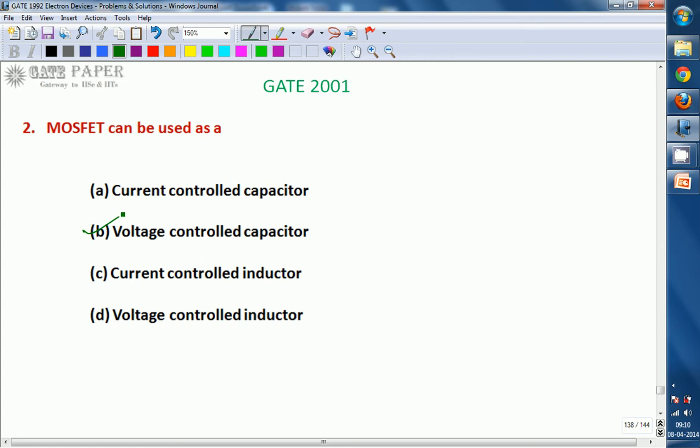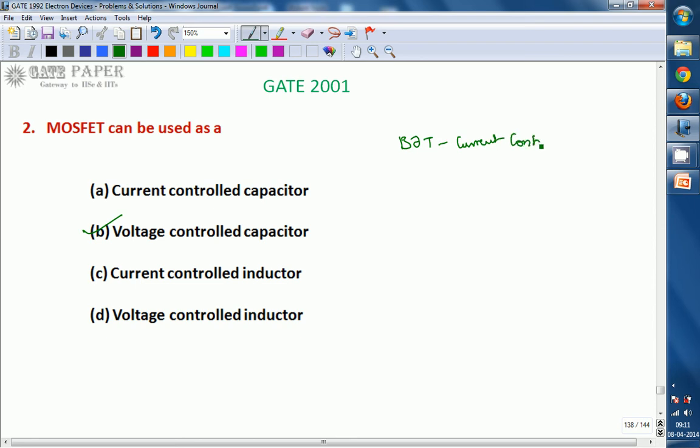MOSFET can be used as a voltage controlled capacitor. Normally in a MOSFET, with the help of the effect of an electric field, current flows in the MOSFET. MOSFET is generally called a voltage control device, whereas BJT is called a current control device. Remember that one. BJT is a current control device.